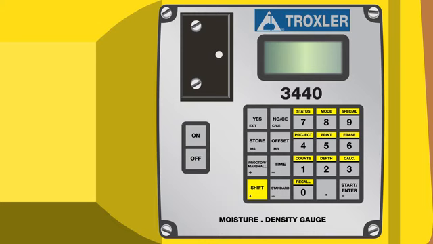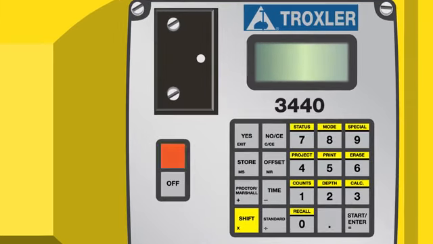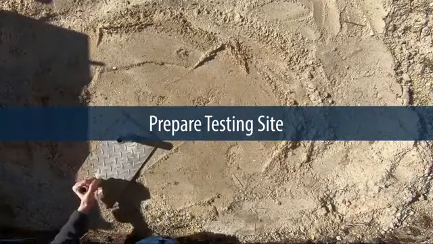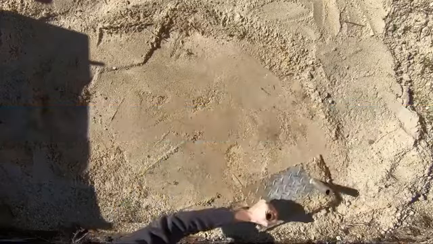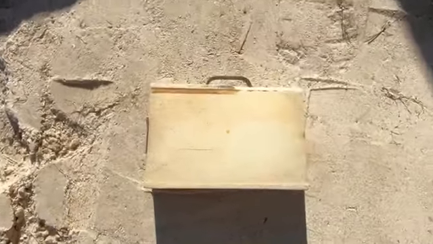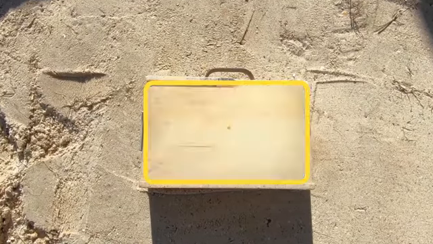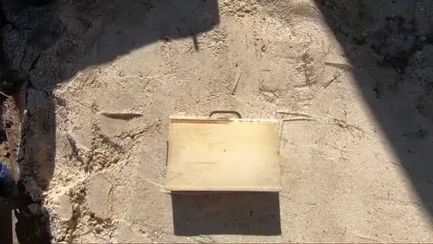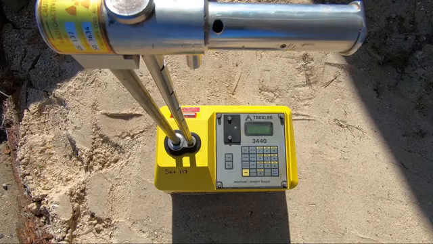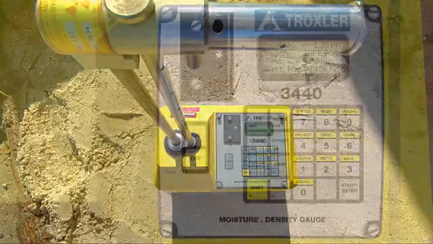While preparing a testing site, turn the gauge on and allow it to warm up for 10 to 15 minutes. Place the standard block on the prepared site. Ensure the top of the standard block is free of debris. Any debris left on the standard block may affect the standard count result. Place the gauge on the standard block, ensuring the gauge sits evenly and snug within the raised sides.